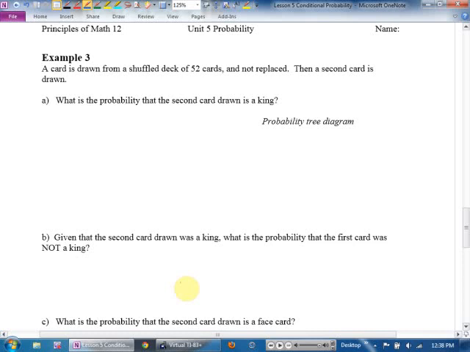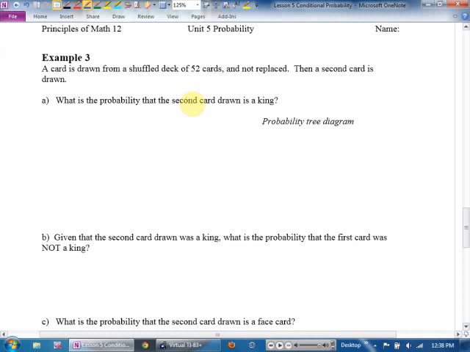Example 3. We're picking 2 cards without replacement. They want the probability that the second card drawn is a king. You know what? It depends. What does it depend on? First card is a king. So let's set up our tree.